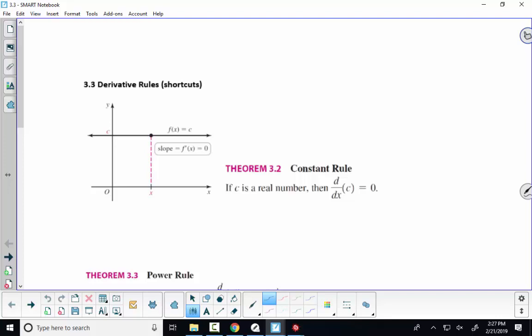Derivative rules. So I put in parentheses shortcuts because moving forward, we're no longer going to be finding derivatives using the limit as h goes to 0, et cetera, et cetera. So hopefully this first one makes sense. The derivative of any constant is 0. Again, if we think about a linear function, the slope of the linear function is always the derivative. So the slope of a constant function is always 0. In other words, at any point along a constant function, the tangent line will have a slope of 0. So the derivative of any constant is equal to 0.